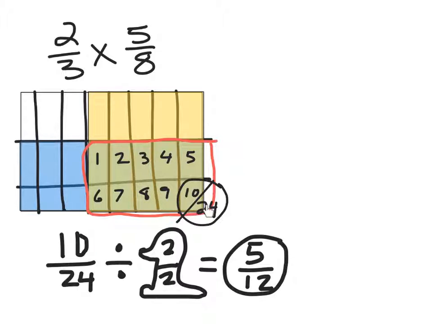Hey, if you got 10/24, that's fine. No worries at all. However, I did want you to know that that can be simplified to 5/12. You did not have to do this, but this would be the simplified form.